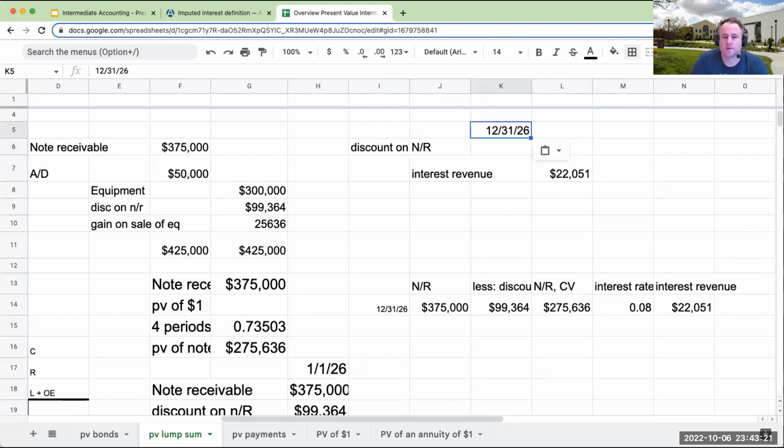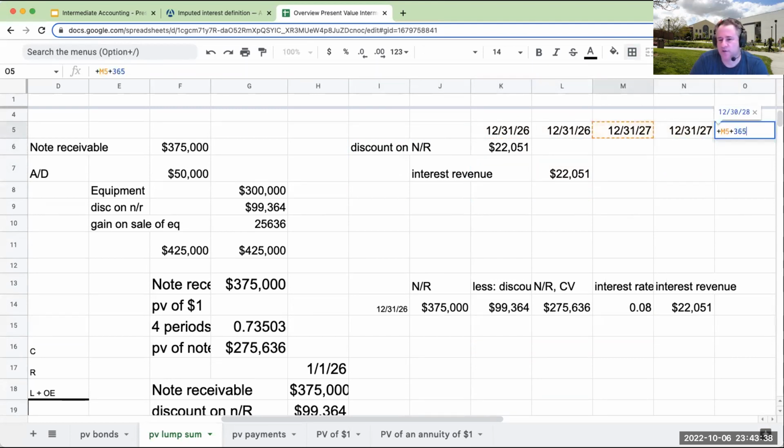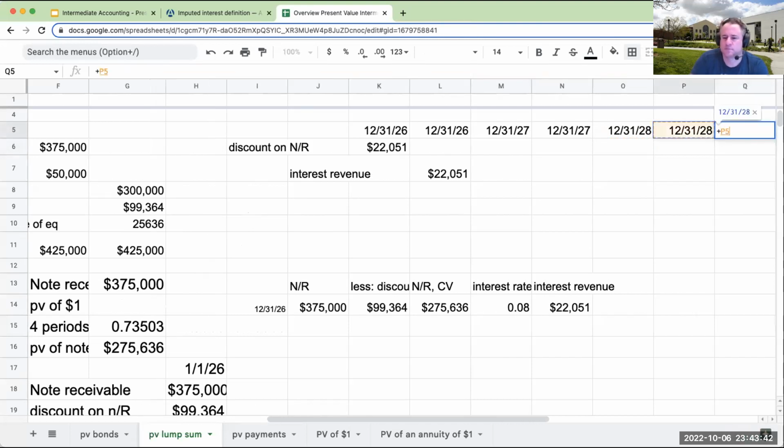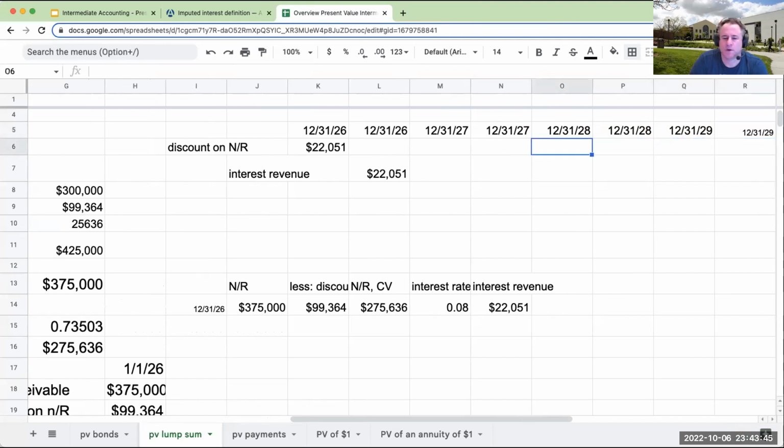So this journal entry for the next 4 years, at least, debiting the discount on notes receivable and crediting the interest revenue, is not going to change. This amount is going to stay the same. This is to record interest revenue. Okay, so we've done the first year.